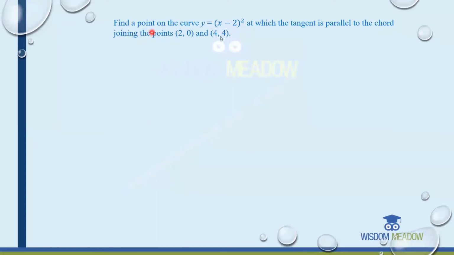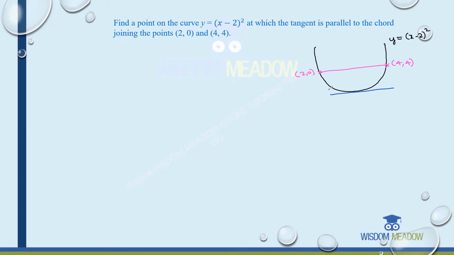Find a point on the curve y is equal to x minus 2 the whole square at which the tangent is parallel to the chord joining the points 2, 0 and 4, 4. So suppose there's a curve y is equal to x minus 2 the whole square, and a chord joining the 2 points, say 2, 0 and 4, 4. Now you're supposed to find a tangent parallel to this chord.